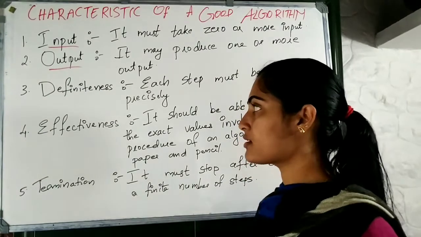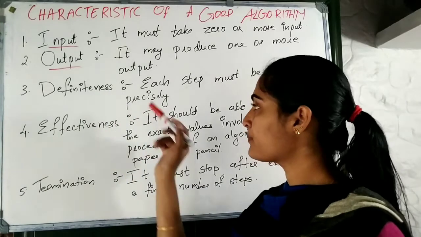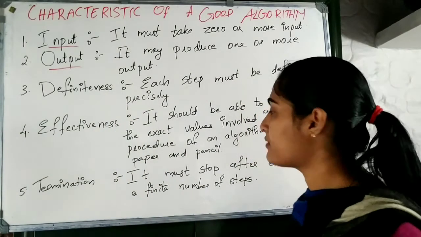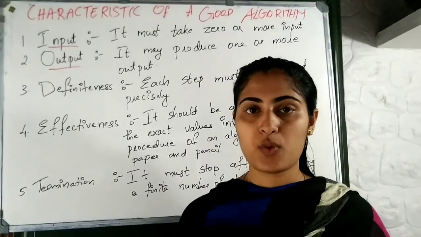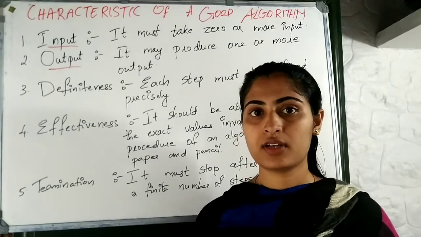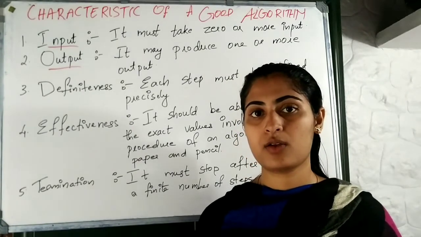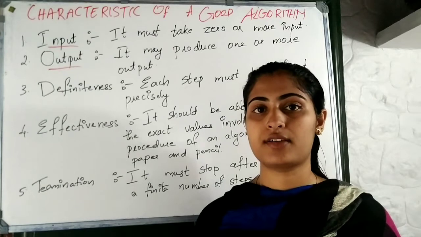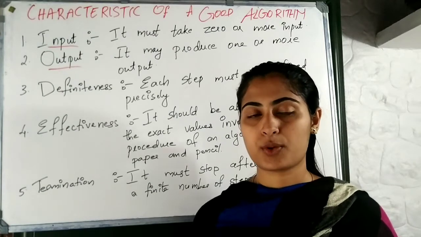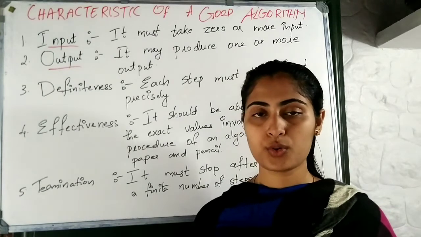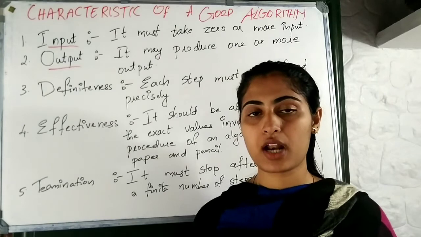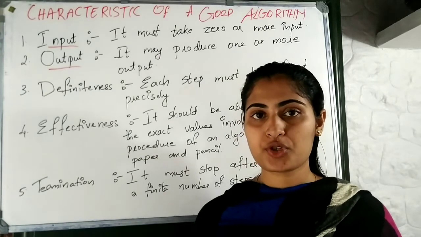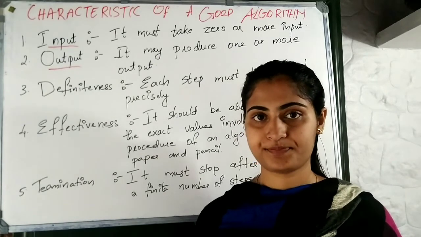Third characteristic is definiteness. Each step must be defined precisely. That is, whenever we write an algorithm, each step inside that algorithm should be clear and precise to the users or programmers who read it, or to whoever reads that particular algorithm. The step should be clear and precise.